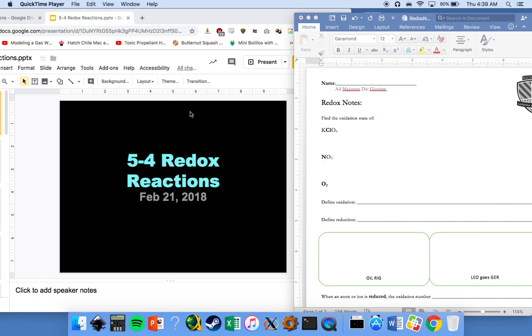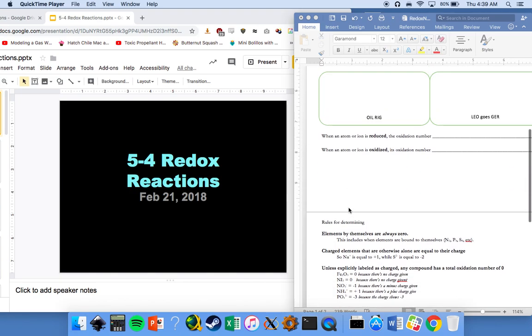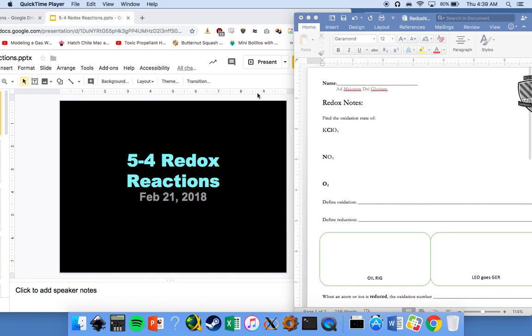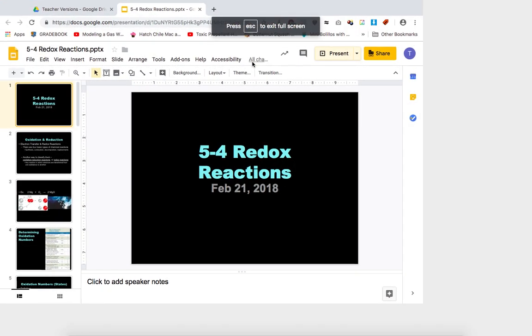So I want to look at this stuff called redox reactions. I want to go through a few slides here on the left on the Google Slides and then go through here and kind of fill out the notes with you and let you get started on your homework properly. So kind of flip back and forth here and hopefully get you out of here.